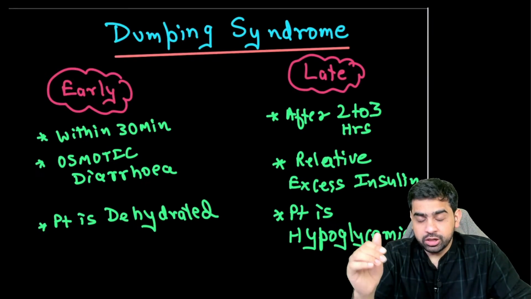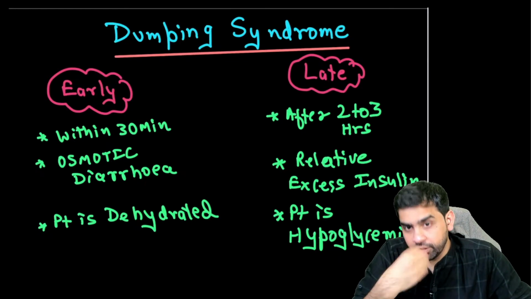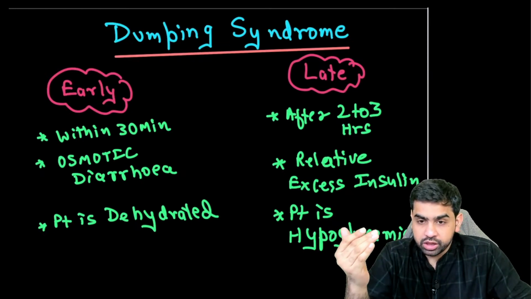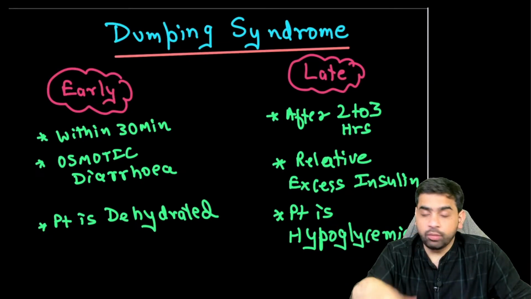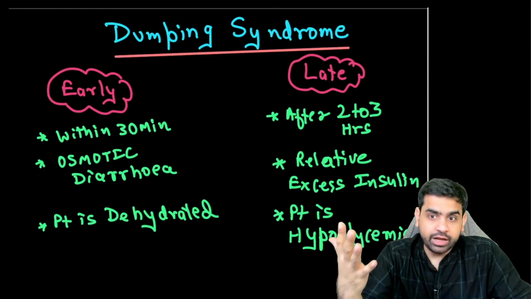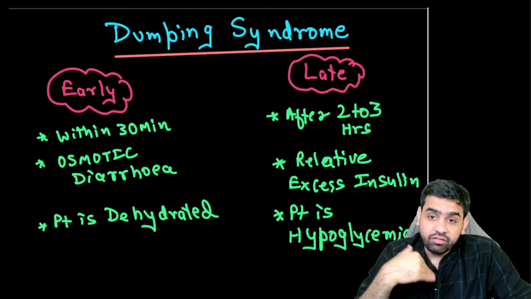For the late dumping syndrome, this is going to present 2 to 3 years after eating food. Okay, after eating food. Why is this happening? Here the patients are going to have signs and symptoms of hypoglycemia. What do you understand by that? That the patients might undergo convulsions, patients might have a lot of sweating and all those particular things. And this is because of the relative excess of insulin.